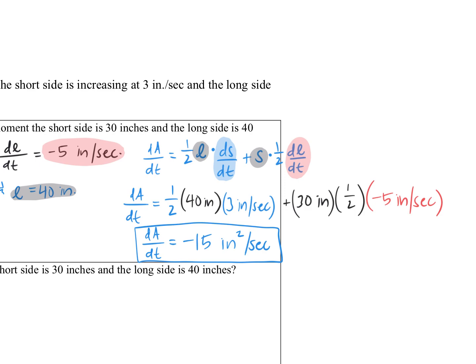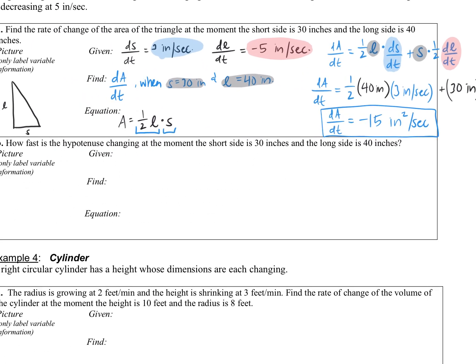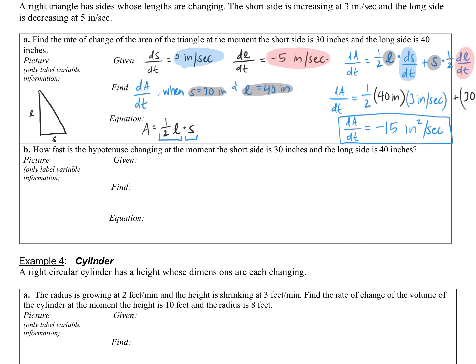All right. We got another triangle in here. It says, how fast is the hypotenuse changing at the moment? The short side is 30 and the long side is 40.